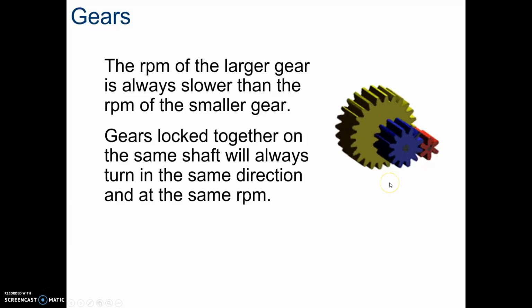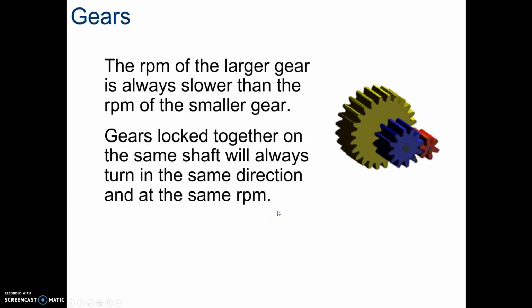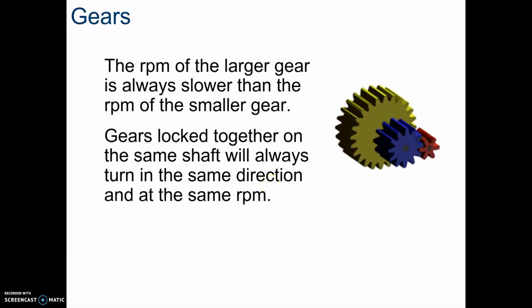Gears locked together on the same shaft will always turn in the same direction at the same RPM. You can write that down also if you'd like to. It's also self-explanatory. Obviously if they're tied to the same shaft, one gear cannot spin faster than the other.